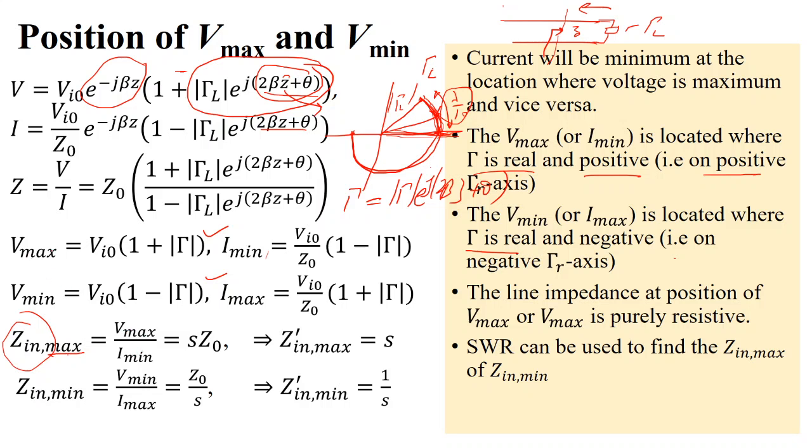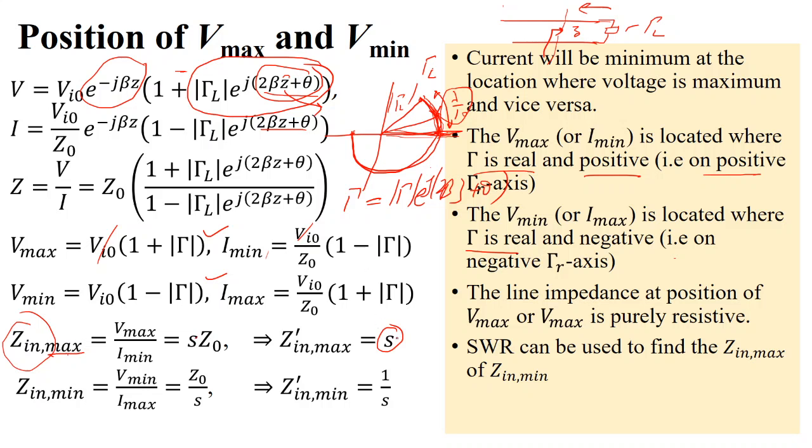When you find Vmax over Imin at this location where you have the maximum voltage, this cancels out, and 1 plus magnitude gamma over 1 minus magnitude gamma will be the S. This will be S into Z naught. Or simply, if you normalize by dividing by Z naught, you will get the normalized input impedance at the location where you get the maximum voltage, which is simply S. So if you find the standing wave ratio, that directly gives you the input impedance at this location.